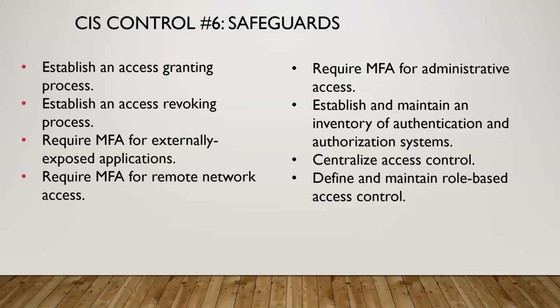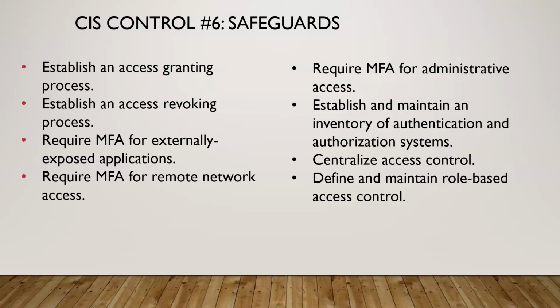Safeguards for control number 6 include establishing an access granting process, also an access revoking process. We talked about that, provisioning, deprovisioning, and making sure that we do that with centralized management so we don't have to manually go in and try to do all that.